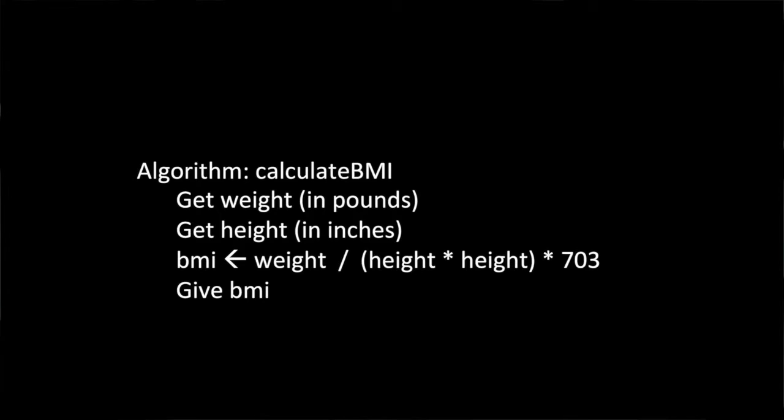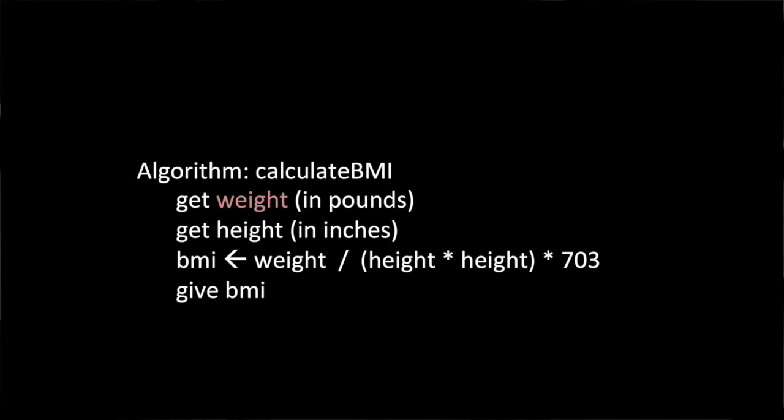So we've been looking in the last video at a pseudocode algorithm for calculating the body mass index. And we can use that pseudocode algorithm to look a little more precisely at the idea of a variable. In fact, our algorithm already has variables in it. So let's first look at the statement get weight.